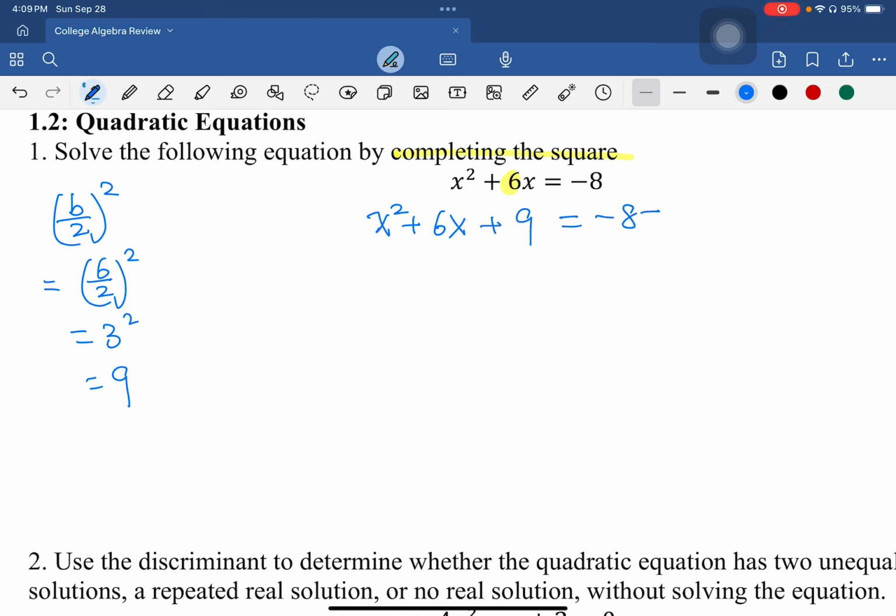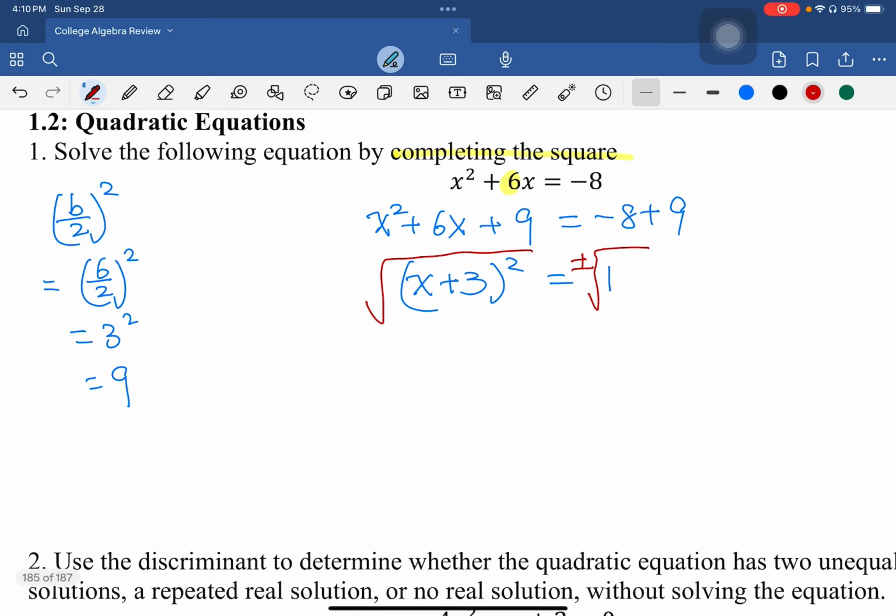On the left-hand side, the trinomial x squared plus 6x plus 9 can be factored as the square of the quantity x plus 3. On the right-hand side, negative 8 plus 9 equals 1. So now we have the quantity x plus 3 squared equals 1. Next, we undo the square by taking the square root of both sides. Remember, when we take a square root, we must include both the positive and the negative root. So, x plus 3 equals plus or minus 1.